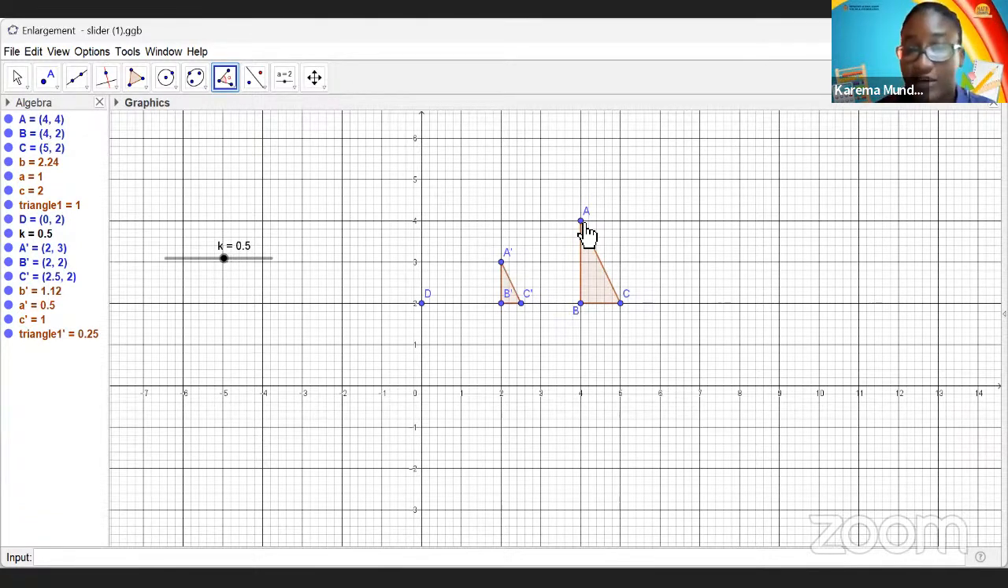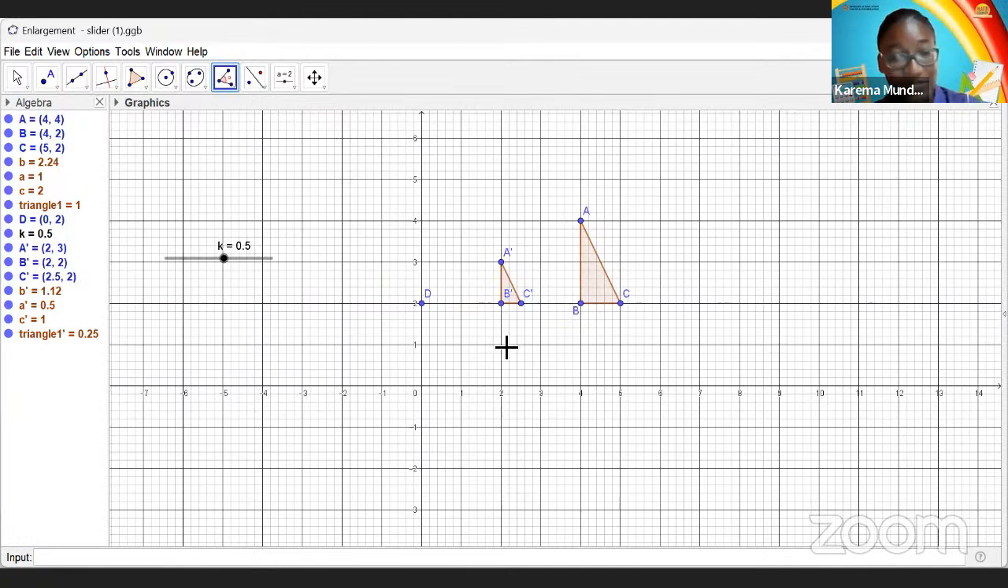2 units. Thank you, Lorona, Bree. Awesome. So 2 units. The length AB on the object is 2 units. But when I look at A prime, B prime, I see 1 unit. What is happening here? Can anybody tell me what's happening here?